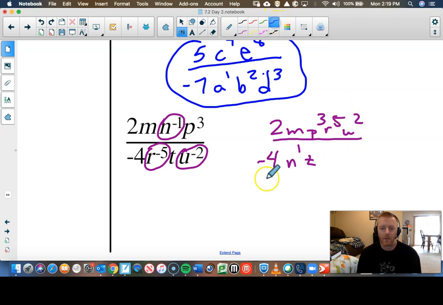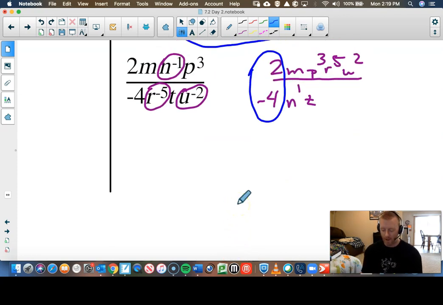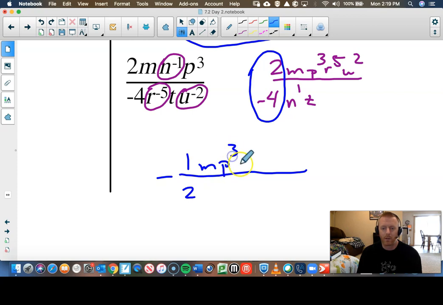Now my very, very last step is to simplify the fraction. So this is a 2/4. You guys all know that 2/4 simplifies to become a 1/2. So I'm going to have one last fraction bar here. I have a negative 1/2. I have my m to the 1st, p to the 3rd, r to the 5th, a u to the 2nd, and an n to the 1st and a t are all on the bottom. So this is your official answer.